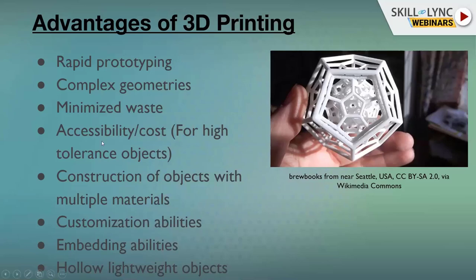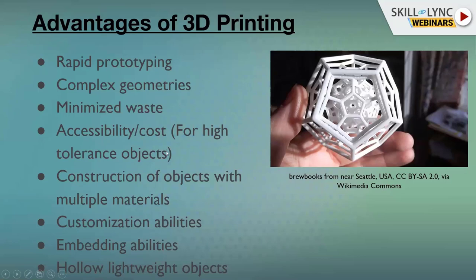Accessibility is very important because these older processes that we just talked about are super expensive. No one can access them. You cannot have a CNC machine in your house. It's very expensive. On the other hand, you can have a 3D printer in your house and you can just use it to print anything or produce an object with a geometry as complex as this in your house itself.